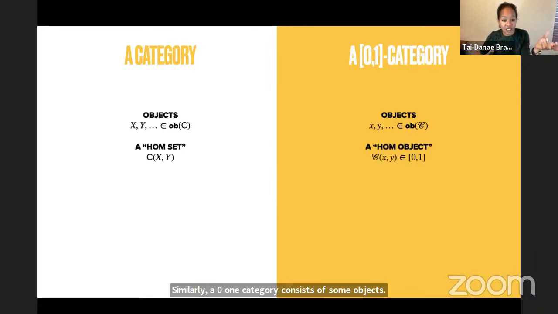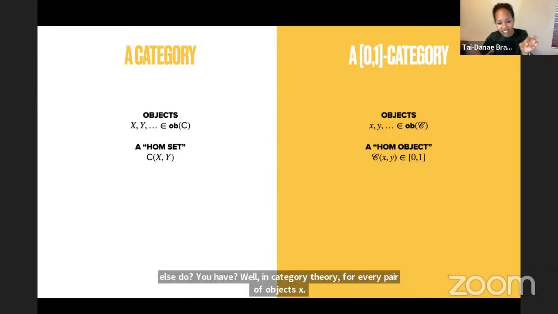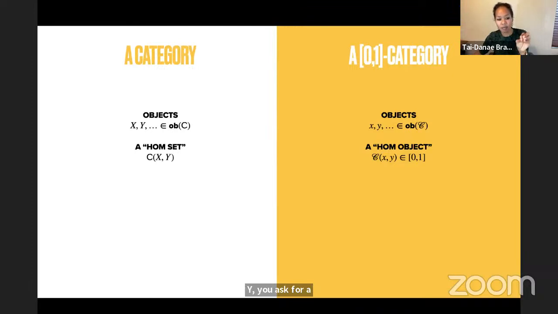Well, in category theory, for every pair of objects x, y, you ask for a set, hom(x,y), or C(x,y). Now I'm replacing set with the unit interval. So for every pair of objects on the right-hand side, little x, little y, I ask for a hom object, which is just an element in the unit interval. So for every pair of objects, there's a number associated with them. And I think of that as a hom number or a hom object.